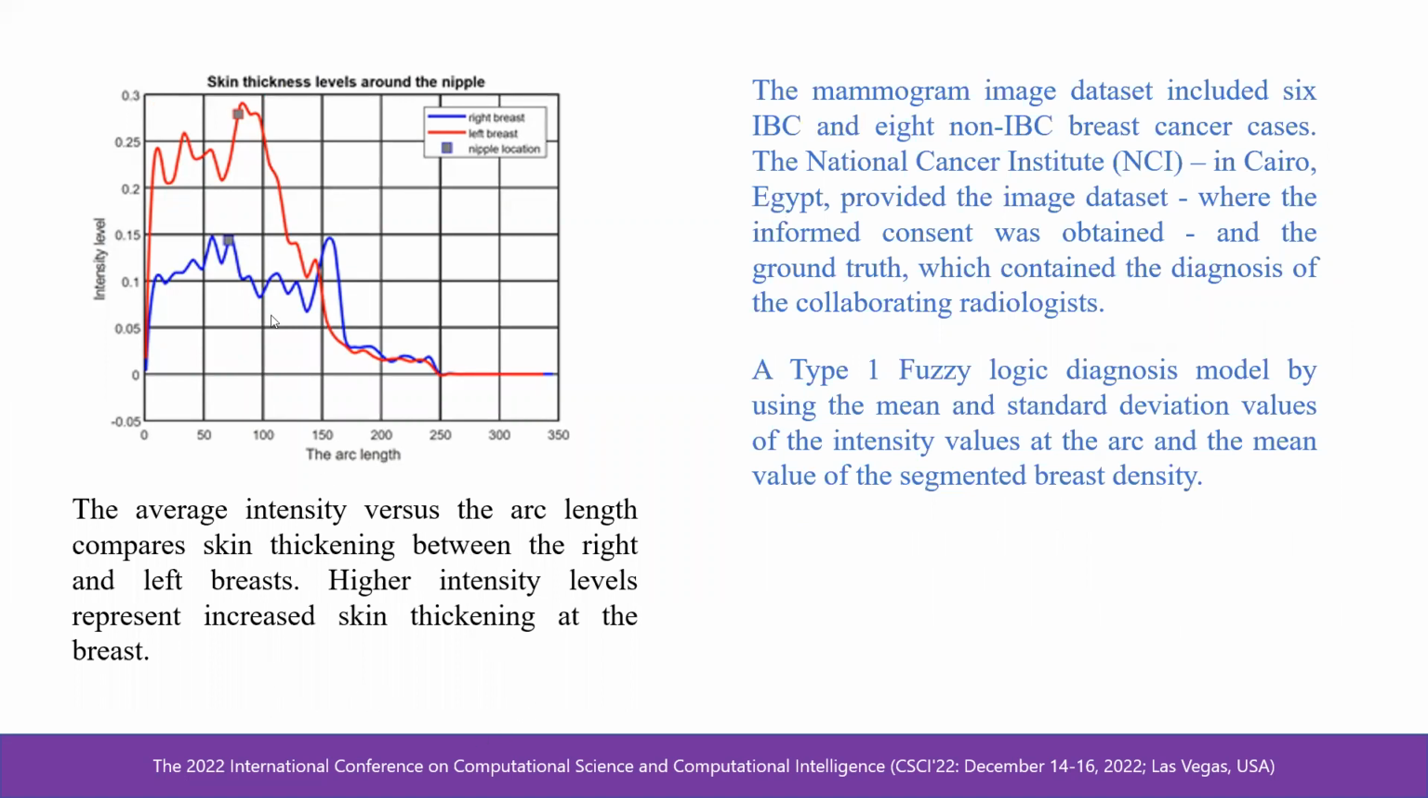In this figure, we have the intensity level versus the arc length, and this figure is showing the skin thickening levels around the nipple area for the right breast and the left breast. The red line here is representing the left breast, and the gray square is representing the nipple location. We can see the left breast, which has the IBC, has higher skin thickening levels compared to the right breast.